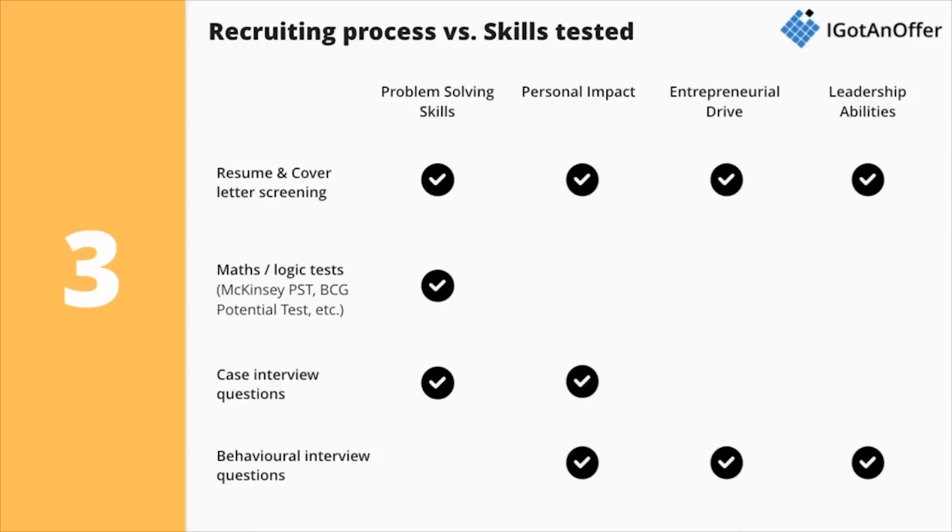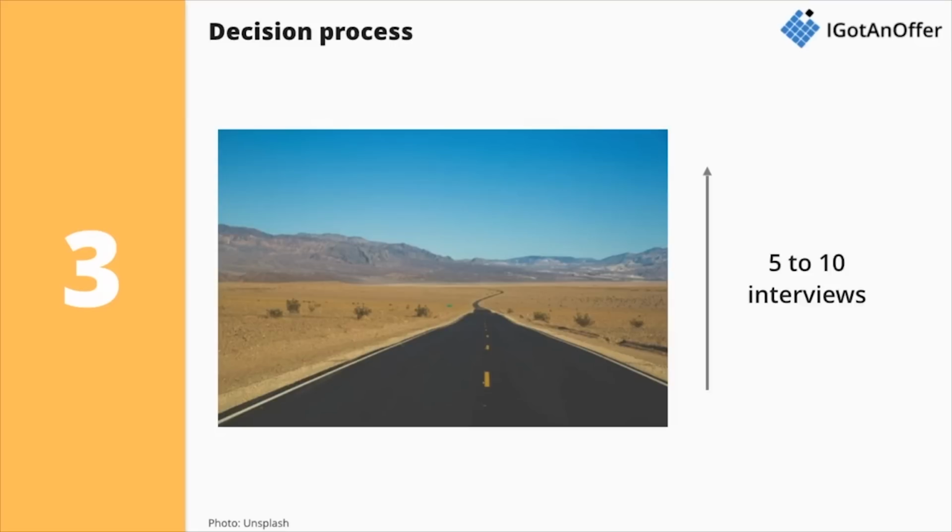So now that you know what skills you'll need to demonstrate during the recruiting process, let's turn our attention to how exactly consulting firms make their hiring decision. As you probably guessed by now, the process is lengthy. First, your resume needs to be selected, and then you need to succeed at a maths and logic test. And once that's done, you'll usually have to go through 2 rounds of interviews. Both rounds of interviews will involve case questions and behavioral interview questions. And in each round of interviews, you'll also meet between 2 to 5 interviewers. So in total, you'll have about 5 to 10 interviews before even getting an offer.